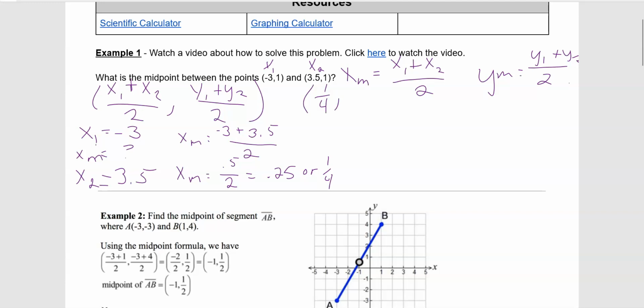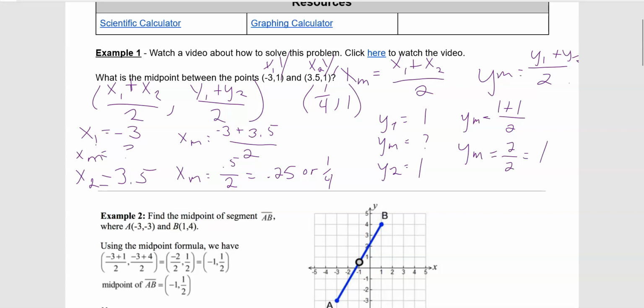And do the same thing for the y. So we have y1, y of the midpoint, y2. All right, so y1 is 1, y2 is 1, and the y of the midpoint is technically unknown at this point. So y of the midpoint is equal to 1 plus 1 divided by 2. 1 plus 1, of course, is 2, and 2 over 2 is 1. So our midpoint should be 1/4, 1.